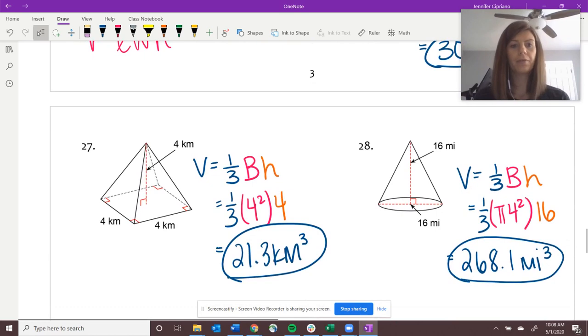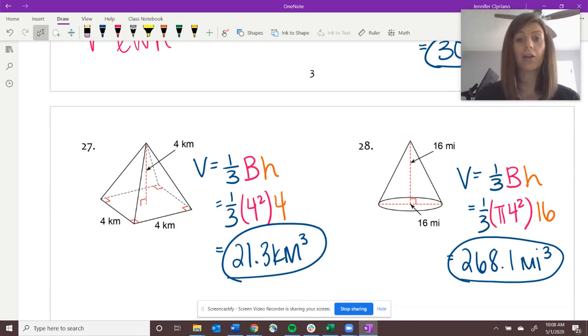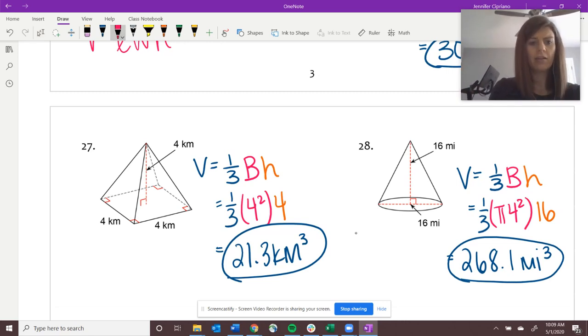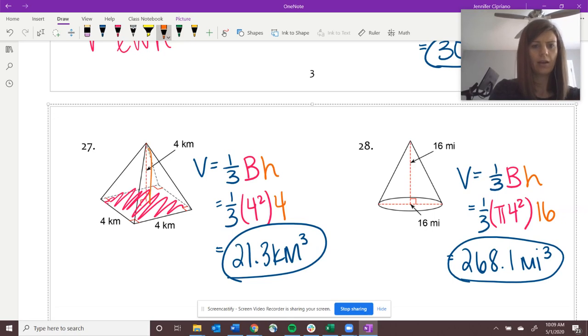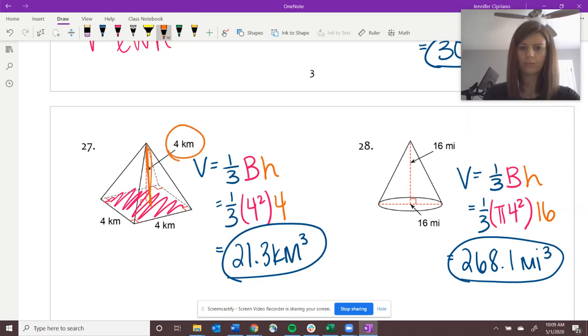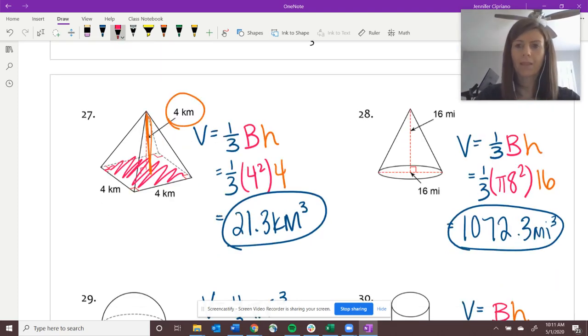All right, number 27, we have a pyramid. So the volume of a pyramid is 1/3 times the area of the base times the height, and volume uses the height of the pyramid, so the inside height, not the slant height. The area of the base here is 16, 4 squared. And the height, that inside height right here, is also 4. So 1/3 times 16 times 4 is 21.3. All right, so number 28 is a cone.